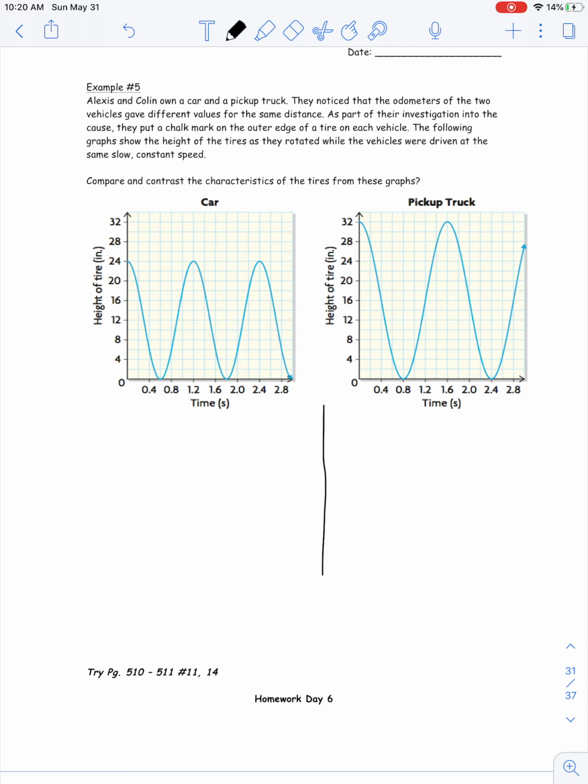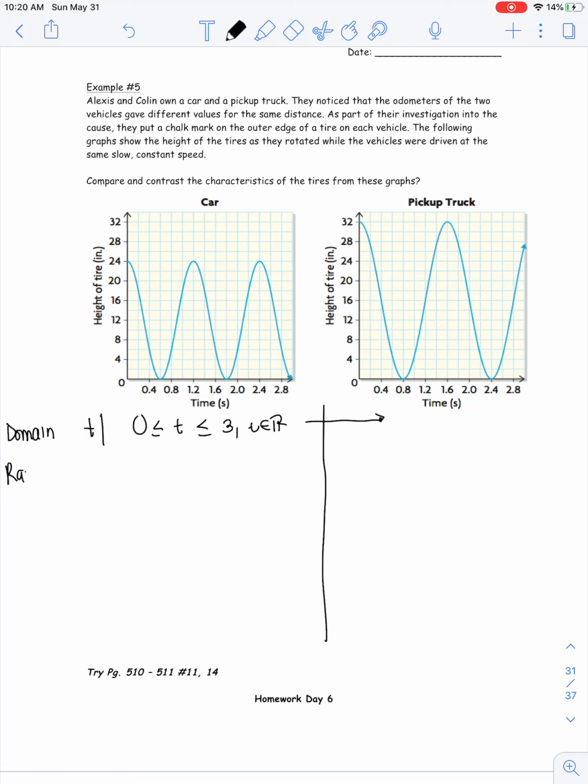Okay, so here again, we're comparing the two items. Let's start with domain. So the domain is the same for both. We're going to approximately, I would say, go to 3. And I'm just going to draw an arrow to show that that would be the exact same amount. And then our radius, or our range, will be different.